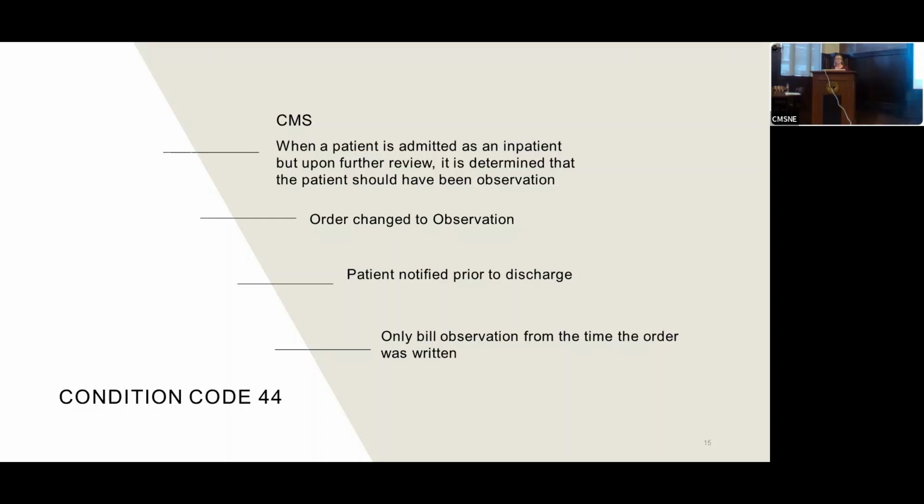So in order to change someone to observation, you need to change the order. You need to review it with a physician from your UR committee. And you have to go and talk to your patient in person and tell them that they are observation now.